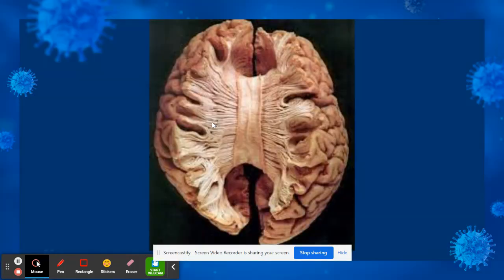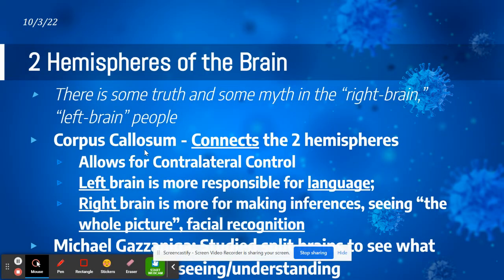So you do have two halves of your brain, right? There's a left hemisphere and there's a right hemisphere. It is connected by this band of fibers down the middle here called the corpus callosum. So the corpus callosum connects the two hemispheres. It acts as like a bridge between the left side and the right side. It allows for this contralateral control I mentioned before, where the left side of the brain controls the right side of the body and the right side of the brain controls the left side of the body.